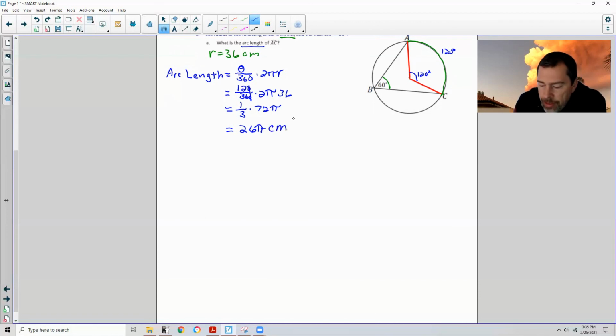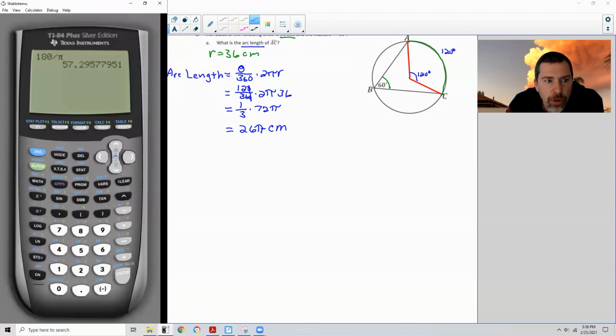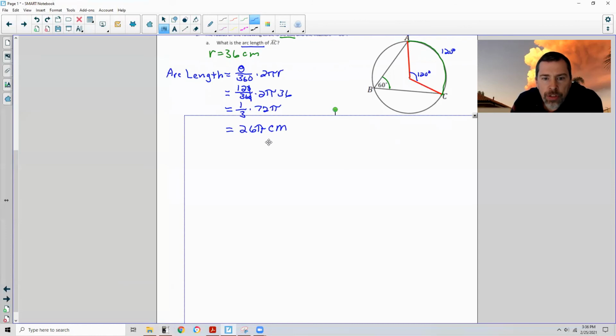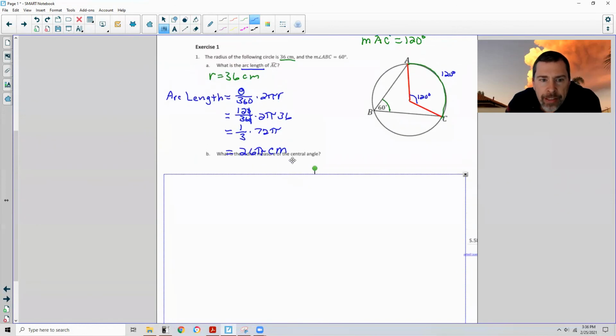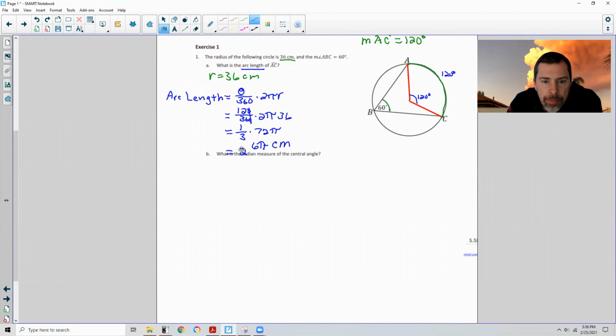Now it did not say what is the approximate length. It says what is the arc length. So stop there. But if it did, then you could just go to your calculator and say 26 pi and hit enter. It'd just be 3.14 times 26. So that would be approximately 81.68 centimeters. We're okay with just 26 pi centimeters for our representation. Okay. So that is the arc length. Let me just move this up a little so we can read the next problem.